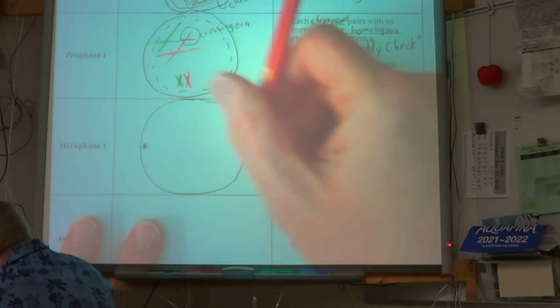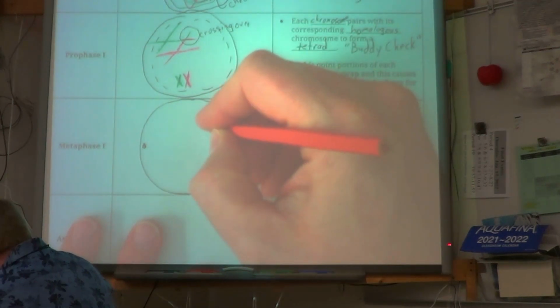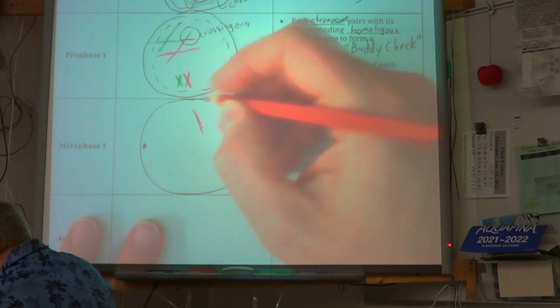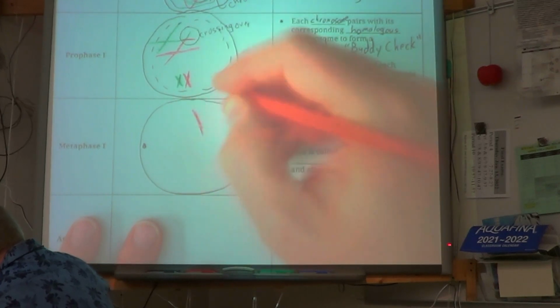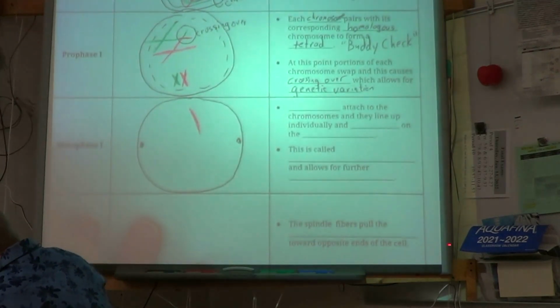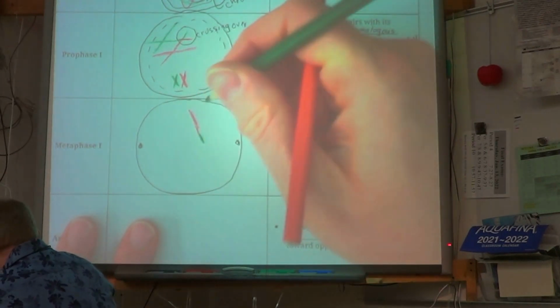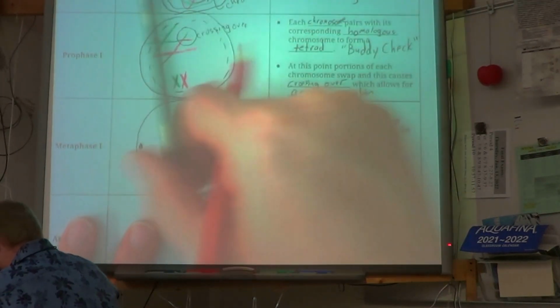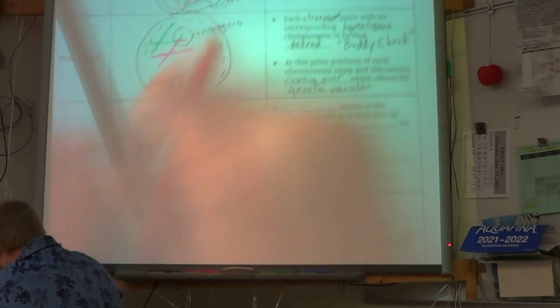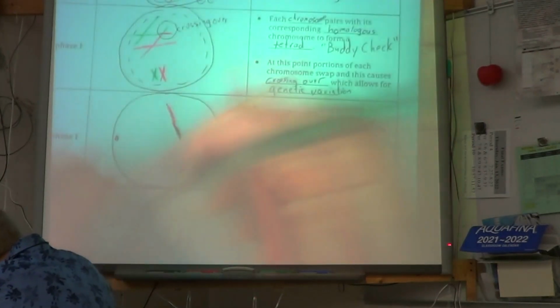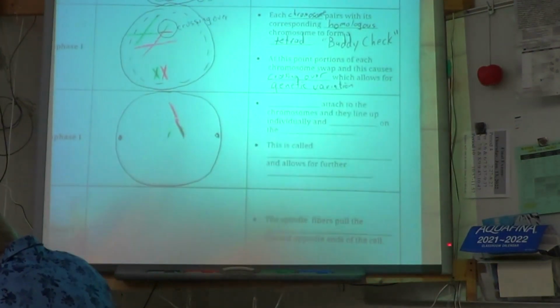Meta, middle, meta, middle, meta, middle. The difference is now the homologous chromosomes. So I'm going to draw my big red X over here. And then I have a little bit of green on, oops, don't do that yet. It's okay if you did, but don't do that. I'm going to flip my red. Okay, so I'm going to have a little bit of green, and then my big red there.